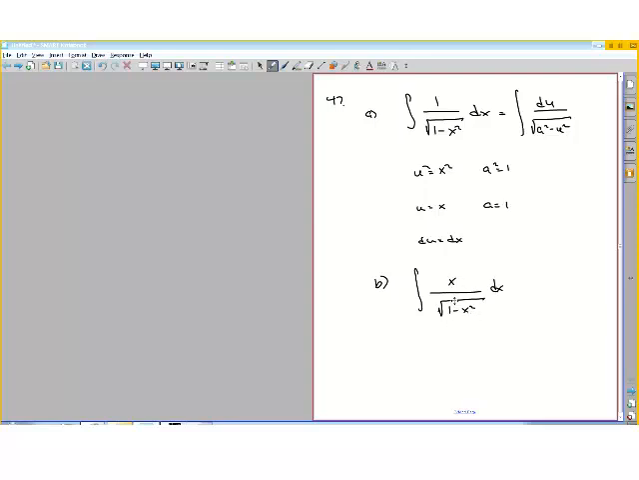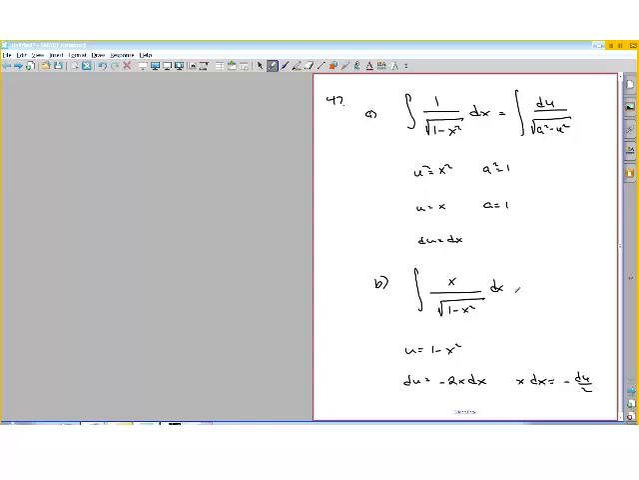So, earlier on we said you always look at what's inside of a radical or a parenthesis. So if we were to choose u equal to 1 minus x squared, then du would be equal to negative 2x dx. And so we could solve this. We'd say that x dx is negative du over 2 by dividing both sides by negative 2.